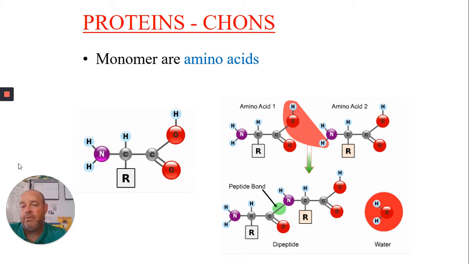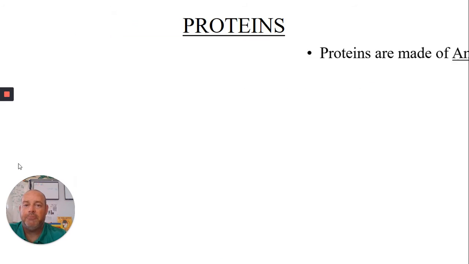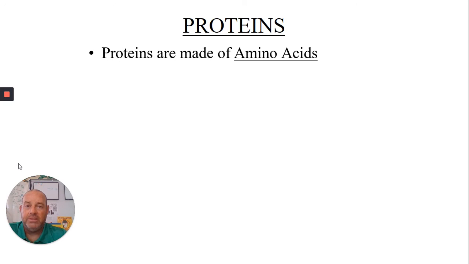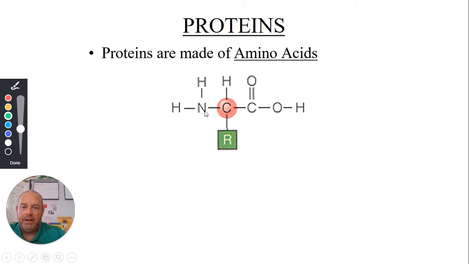So the monomer for proteins is amino acids, okay? And the bonds are called peptides. So same thing we just talked about. Proteins are made of amino acids. So here's the thing: you have this backbone, right? Here's your NCC backbone, and you have some other things hanging off. This end down here, those three are your amine group. And this end over here, COOH, that is your carboxyl group, okay?